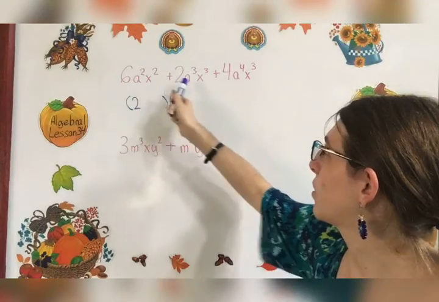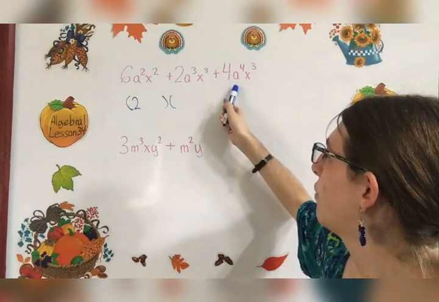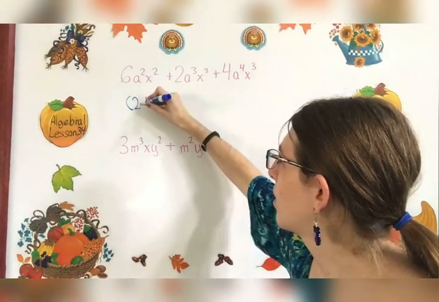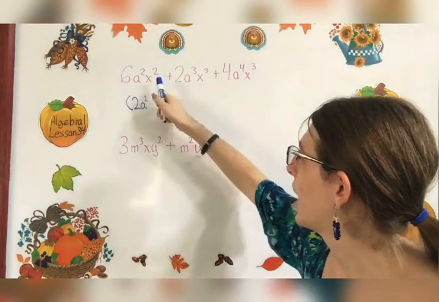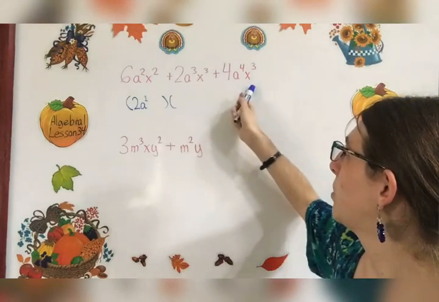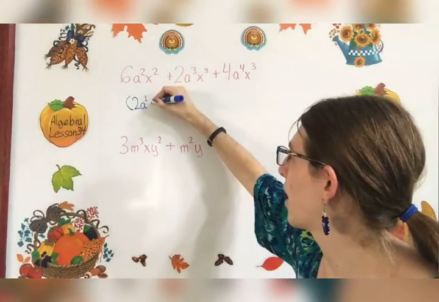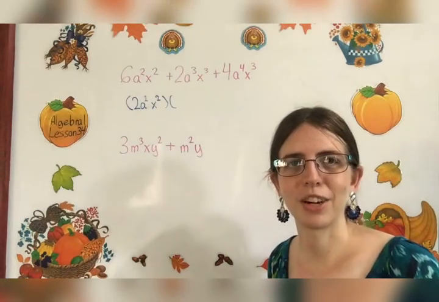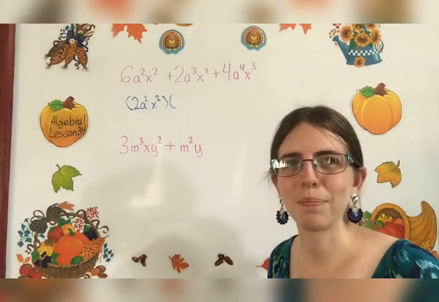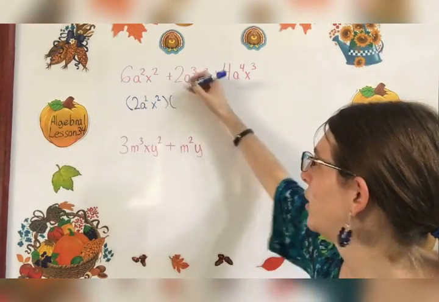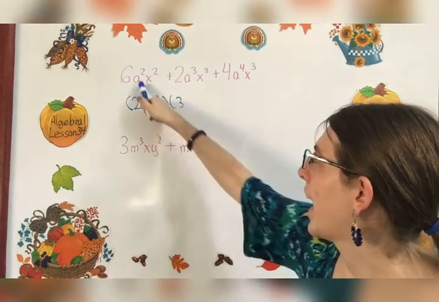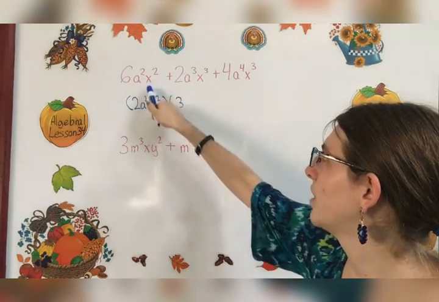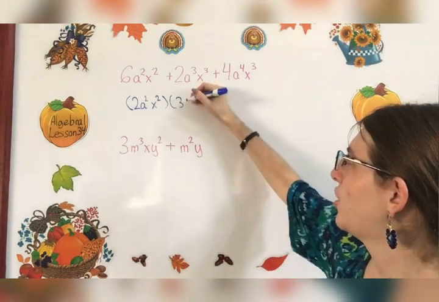Then we have a squared, a cubed, a to the 4th power. a squared has the smallest exponent. x squared, x cubed, x cubed. Well, x squared has the smallest exponent. So that's your greatest common factor. Let's divide each term. 6 divided by 2 is 3. a squared divided by a squared cancels. x squared divided by x squared cancels, so it's just 3.